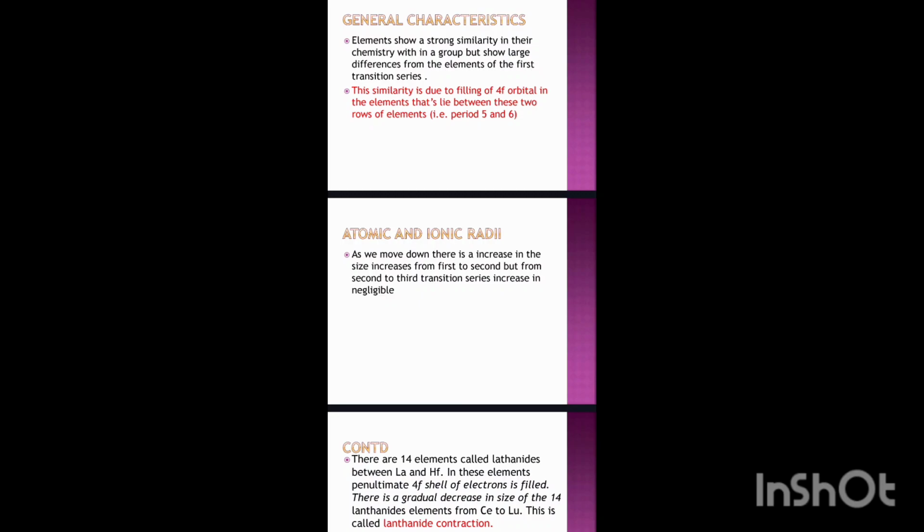Atomic and ionic radii. As we move down, there is an increase in size from the first to second, but from second to third transition series, the increase is negligible. There are 14 elements called lanthanides between La and Hf. In these elements, the penultimate 4f shell of electrons is filled. There is a gradual decrease in the size of the 14 lanthanide elements from Ce to Lu. This is called lanthanide contraction.